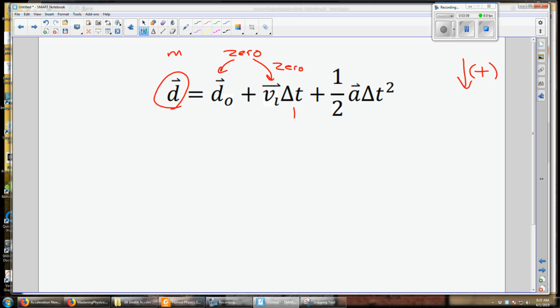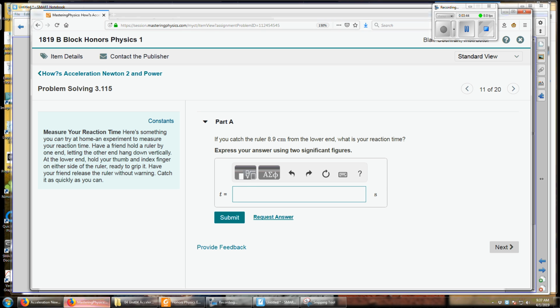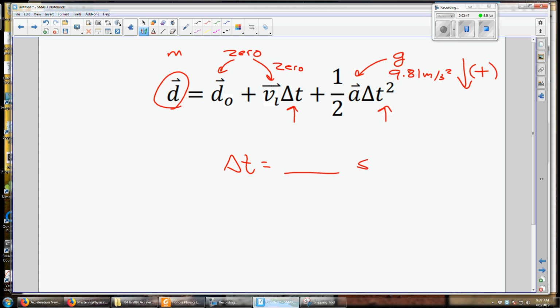Time is what I'm looking for. Acceleration, oh, I know that's little g. Or, in this case, positive 9.81 meters per second squared. And t again is what I'm looking for. So I'll just find delta t. And nice, that'll be in seconds. And my guess is that's what they wanted. Let's see. Yep, seconds. So, yeah. That'll do it.